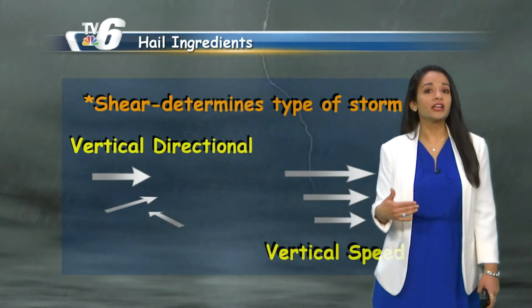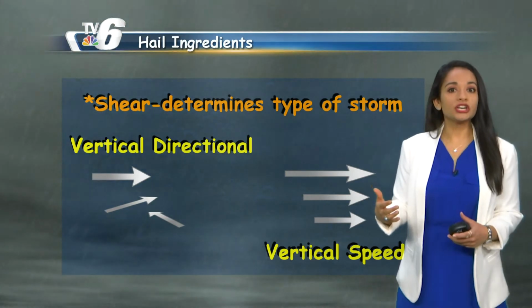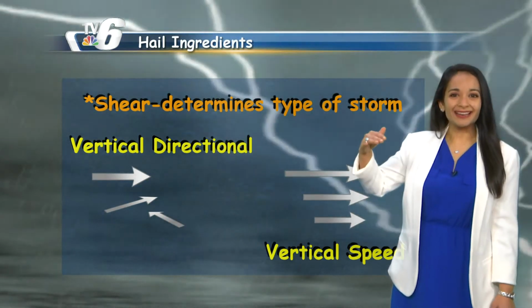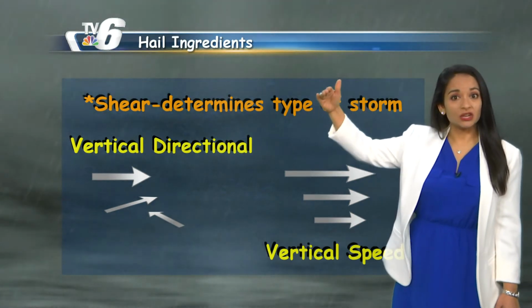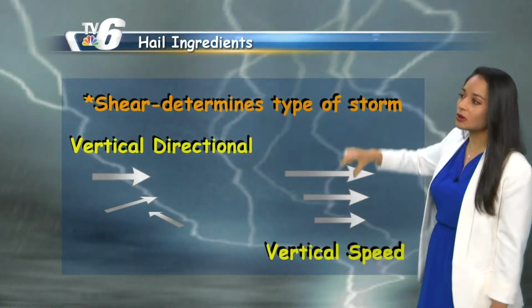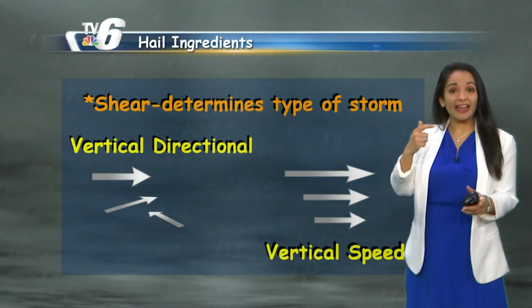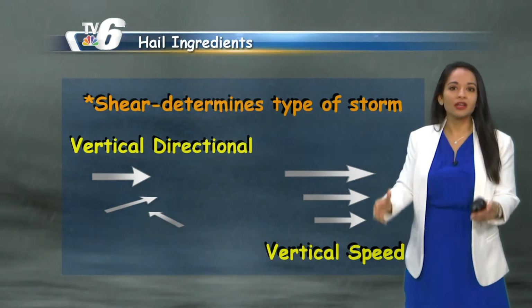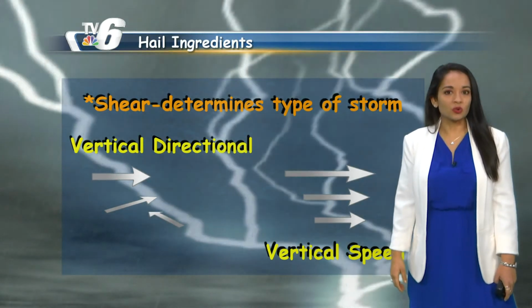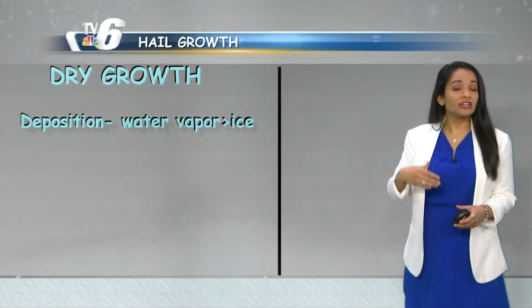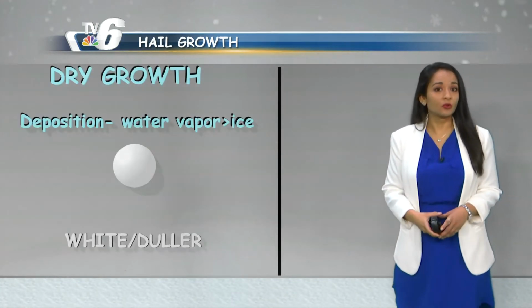And then there is shear. Remember, wind shear ideally is the change of winds and the change of wind speed with height. So as you go up vertically, and that's going to allow that stone, that hailstone, to get bounced around within the thunderstorm. So those are some of the key components for ingredients for hail to actually form within a thunderstorm.